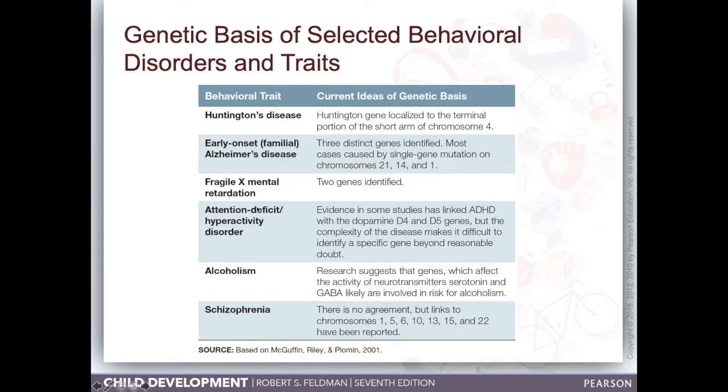So for instance, we'll come down to alcoholism, where research suggests that genes which affect the activity of neurotransmitters serotonin and GABA likely are involved in risk for alcoholism. So that kind of addiction dependency is definitely genetic and can be passed down.